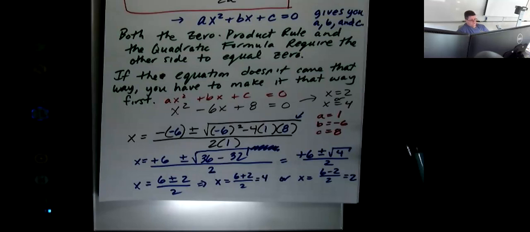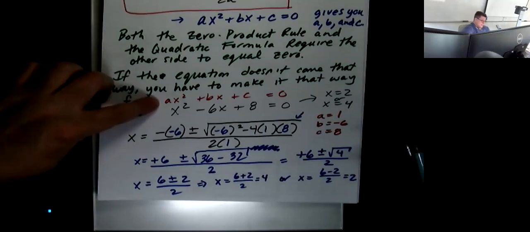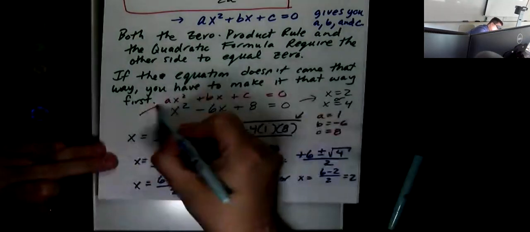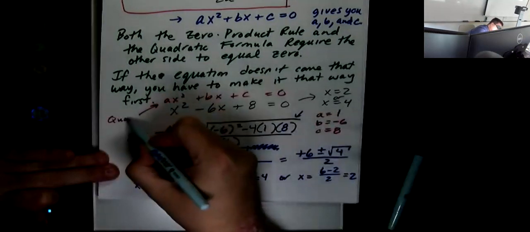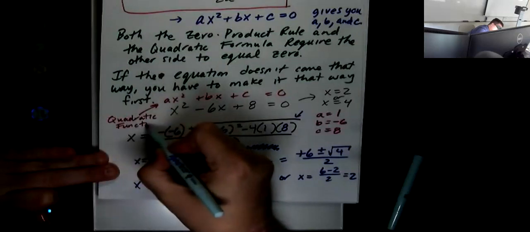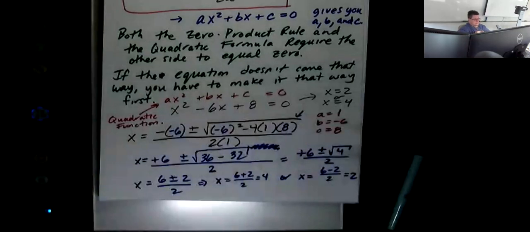If you have a quadratic function, quadratic functions are in this form. This bad boy right here is called a quadratic function. This always works. That zero product rule only really works if you can factor. This always works.